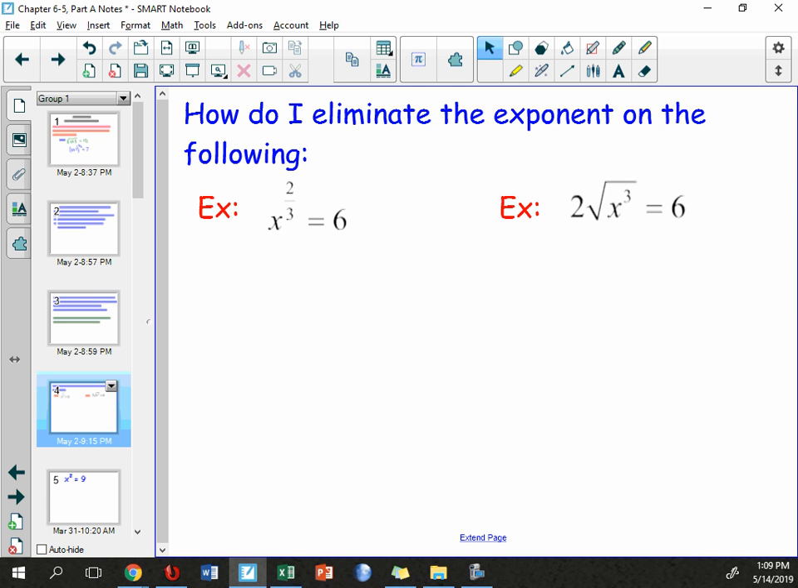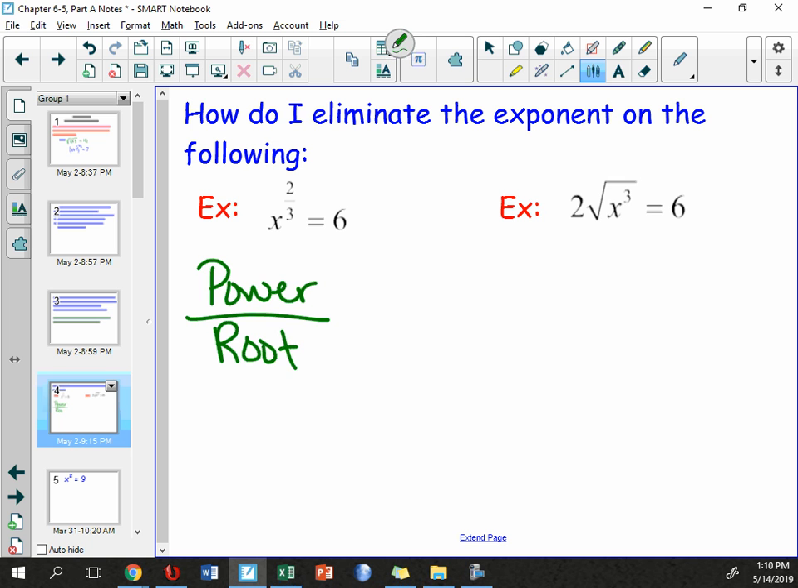Now, when you have this, how do you solve this? Do you see this fractional exponent? I made you write it as power over root. So we're going to write this as a radical. So this is the cube root of x squared is equal to 6. Yes? Do we understand that?